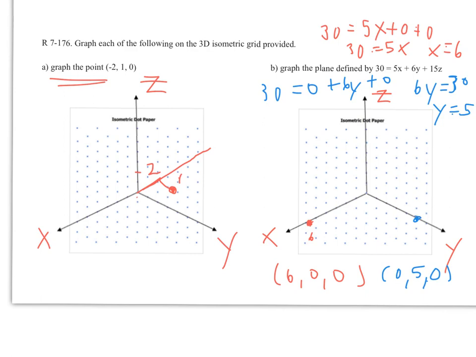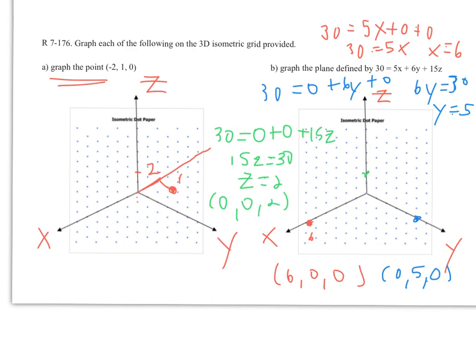So that's here. And then on our z-axis, let's do that in green, we're going to let x be 0 and y equals 0. So when we let x equals 0 and y equals 0, we get 15z equals 30, and then we divide by 15, and we end up getting z equals 2. So this coordinate here is up 2, because that coordinate's 0, 0, 2.